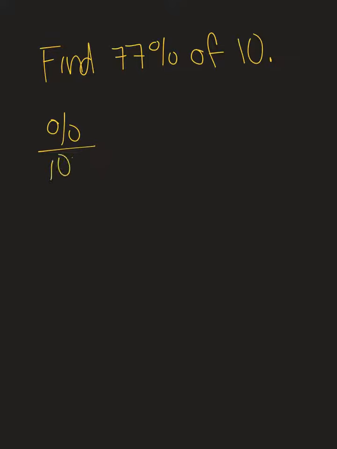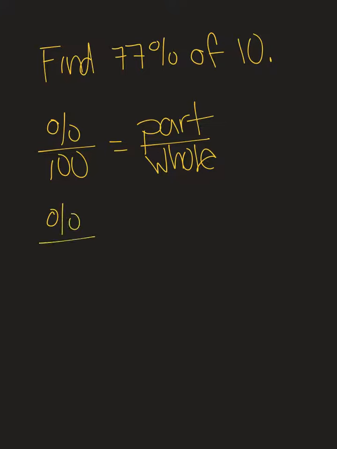So in your question, the problem said to find 77% of 10. Instead of trying to remember P and B and all of that stuff, I really like percent over 100 equals part over whole. This really helps you when you get to those application problems, or percent over 100 equals is over of.